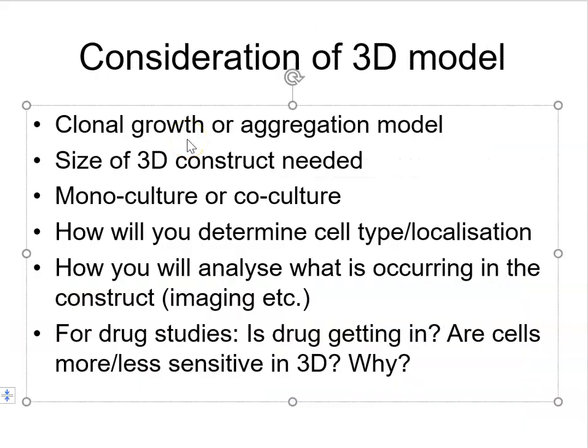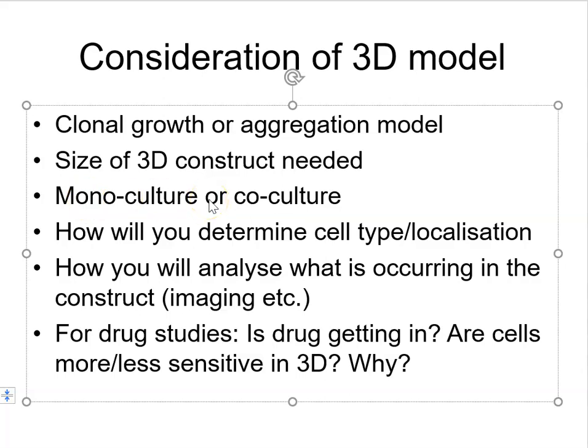So the main considerations of choosing a 3D cell culture model, because you've got lots to choose from, things to think about is, do you need a clonal growth model or do you need an aggregation model? And these are things I can discuss in the tutorial. The size of the 3D construct needed is absolutely important for some experiments. So for our mass spectrometry imaging studies, we need large constructs. For simple apoptotic studies, much smaller constructs are needed.